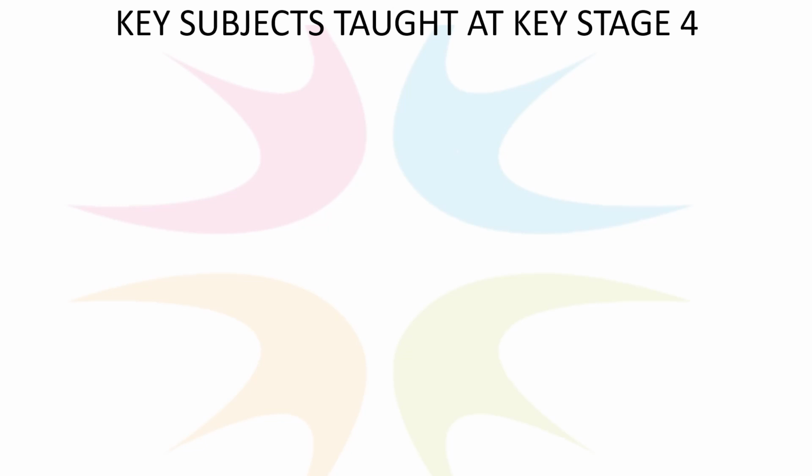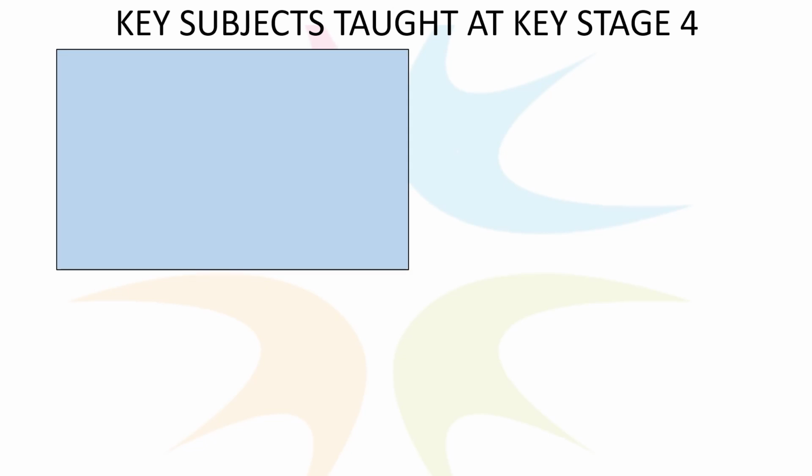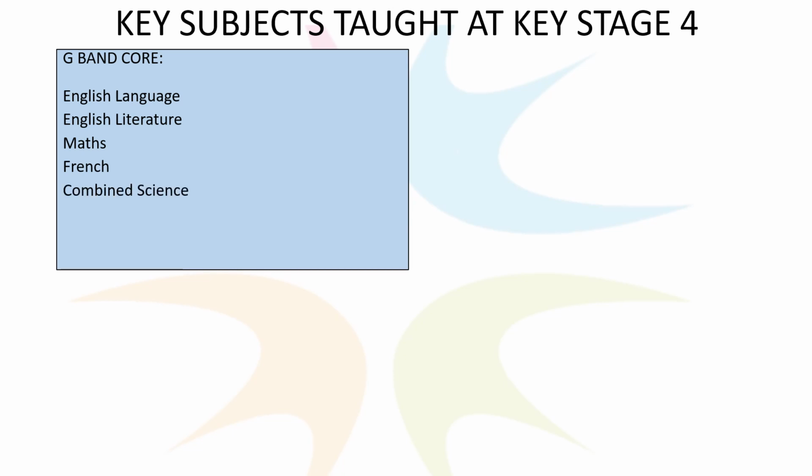I'm going to do this alphabetically, so I'll start with G band, which is going to be blue on the screen. On the left here, you have all your compulsory subjects. English language and literature, maths and French are all single GCSEs, and combined science is worth 2 GCSEs. You can also choose triple science as one of your options, which would give you the third science option as well. There are also your non-assessed subjects.